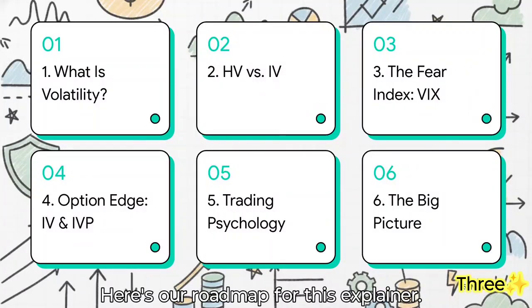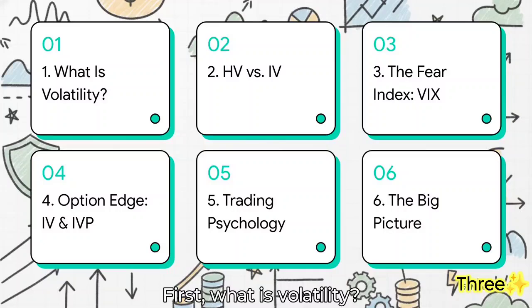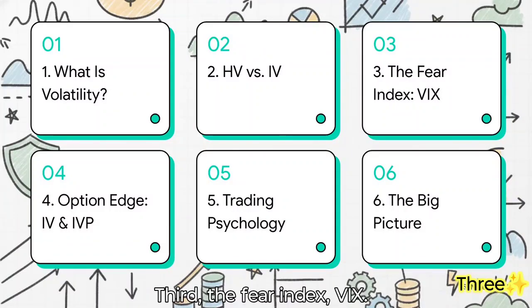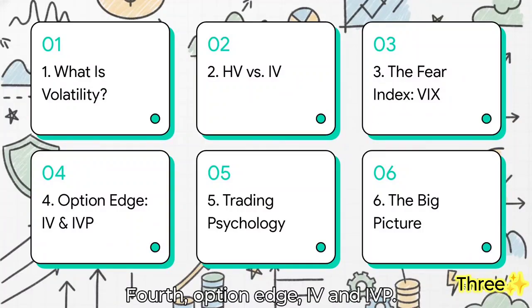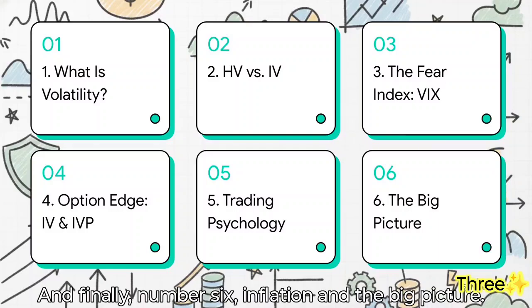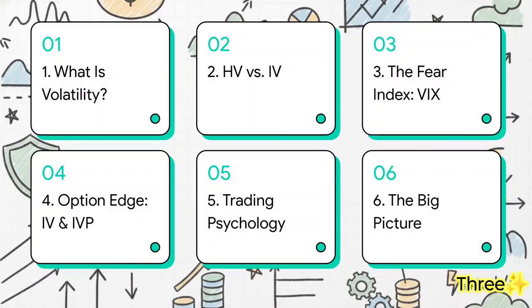Here's our roadmap for this explainer. First, what is volatility? Second, historical versus implied volatility. Third, the fear index, VIX. Fourth, option edge, IV and IVP. Fifth, psychology, surviving market swings. And finally, number 6, inflation and the big picture.